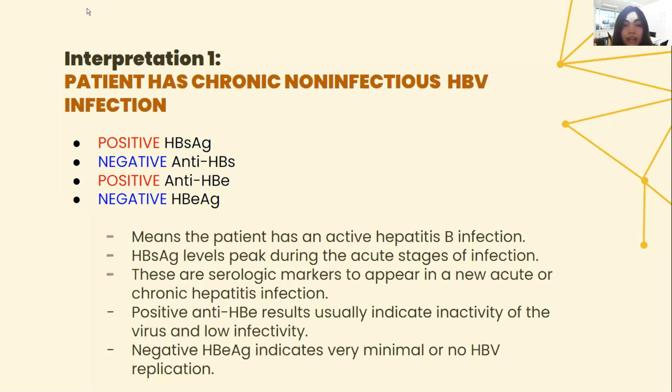Hepatitis B surface antigen levels peak during the acute stages of infection and are detected as early as 1 week and as late as 9 weeks after exposure, then gradually decline as the patient develops antibodies to the antigen and recovers. This time course will be discussed by the next group. Positive anti-HBe usually indicates inactivity of the virus and low infectivity, and a negative HBe antigen indicates very minimal or no HBV replication. So the patient is non-infectious or unlikely to transmit the virus to another person. Next slide, please.